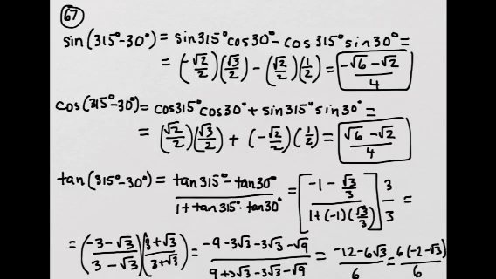Alright, for number 67, they gave you a combination of angles to use. In this case, 315 minus 30. And you have to find the sine, cosine, and tangent of that angle. So start off with sine. Here is the sine formula right here.